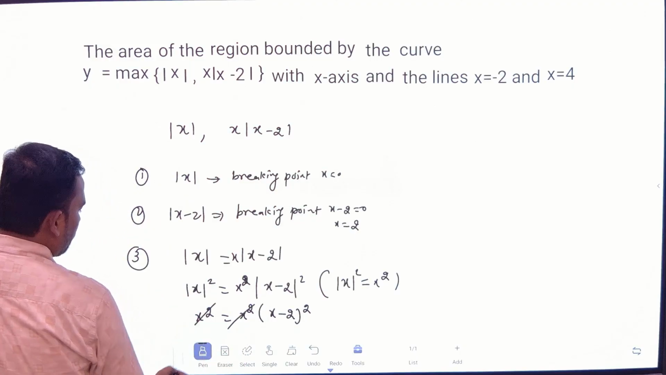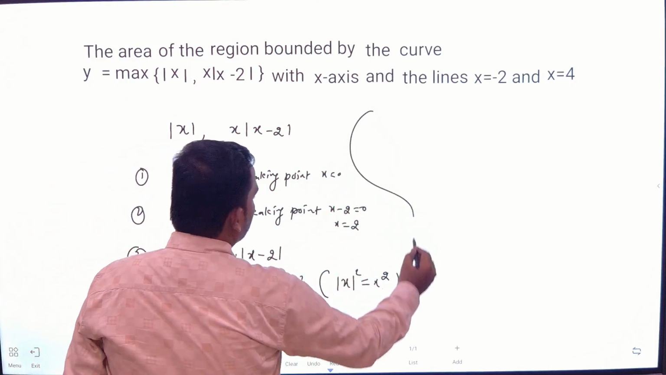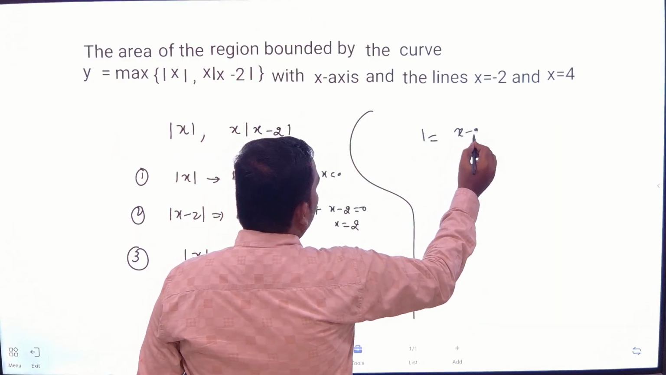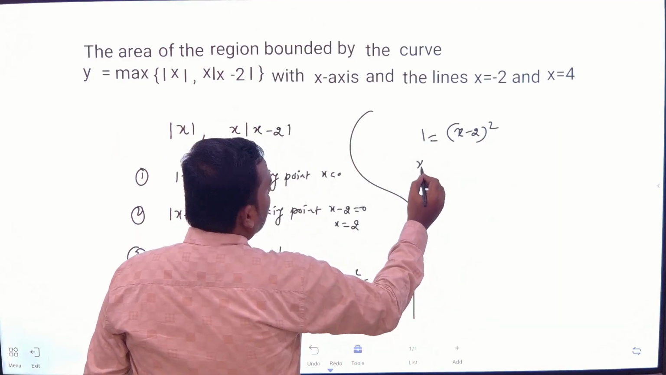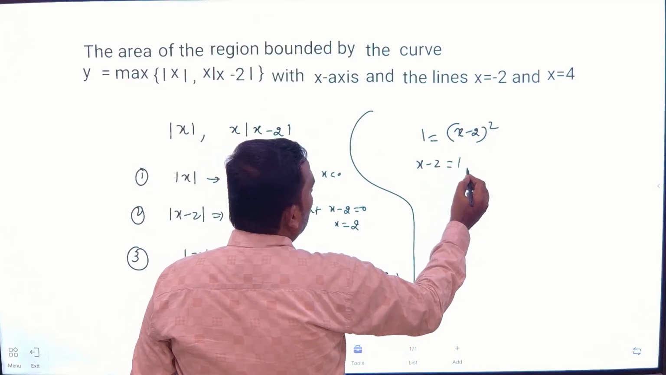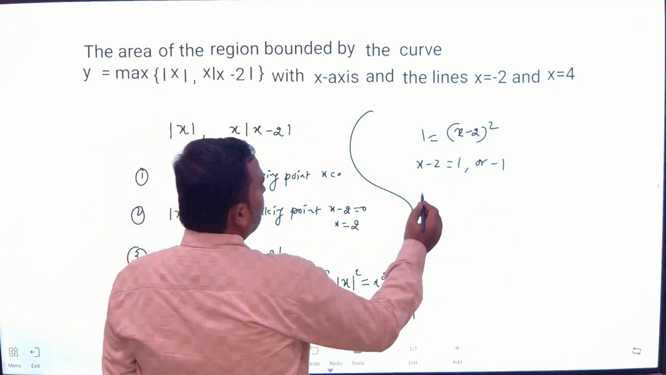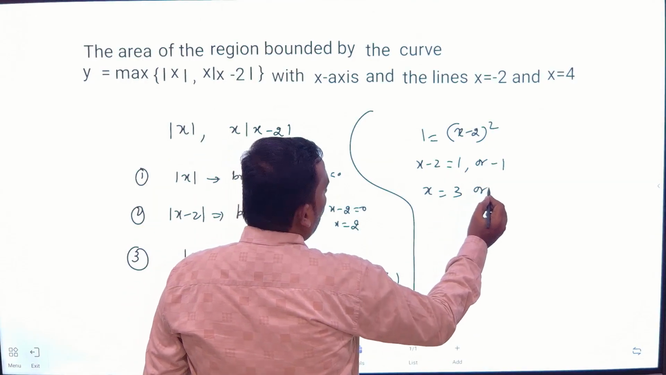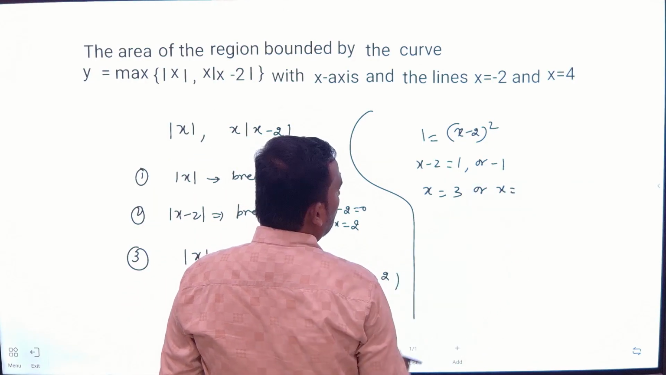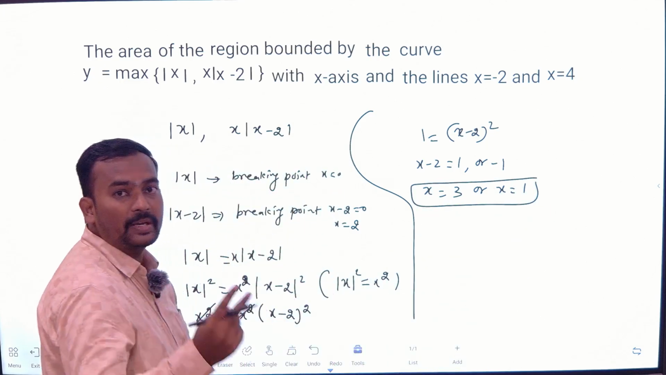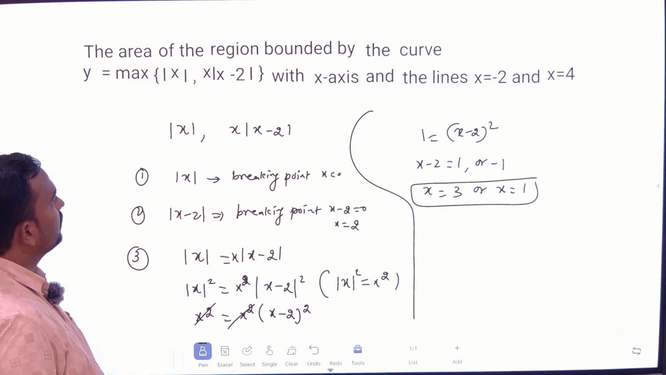So then x square cancels. Then what is left? 1 is equal to x minus 2 whole square. So x minus 2 is equal to plus 1 or minus 1, right? So you can find x is equal to 3 or x is equal to minus 1 plus 2, which is 1. These are the breaking points. Two more breaking points we found, right?